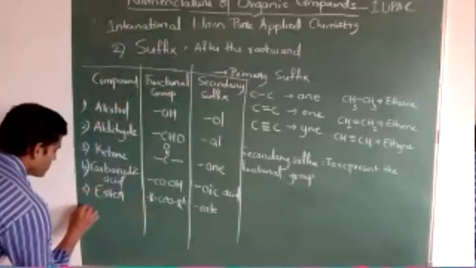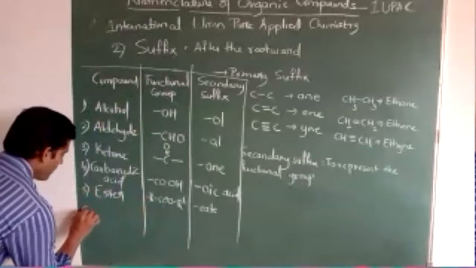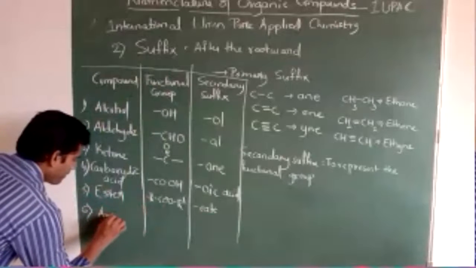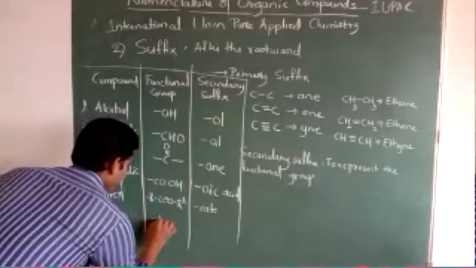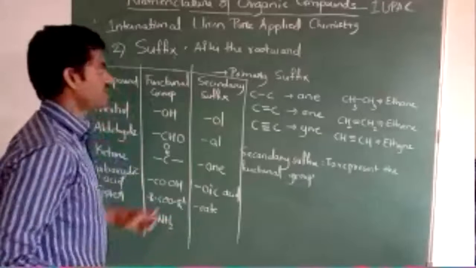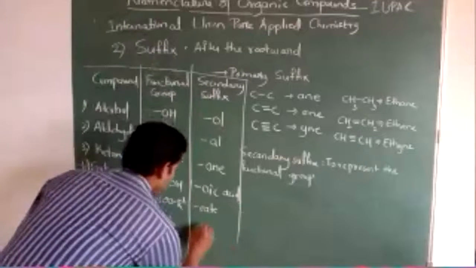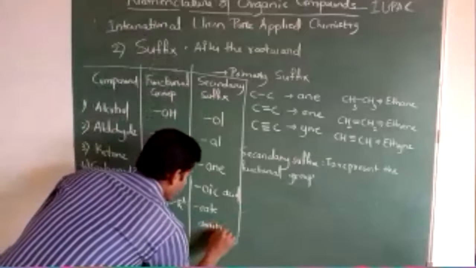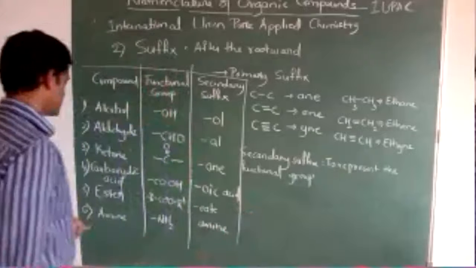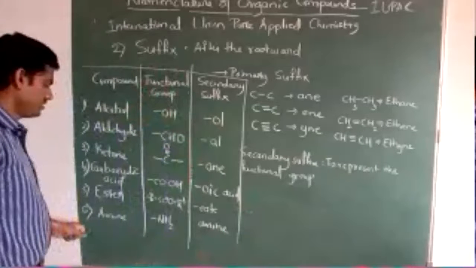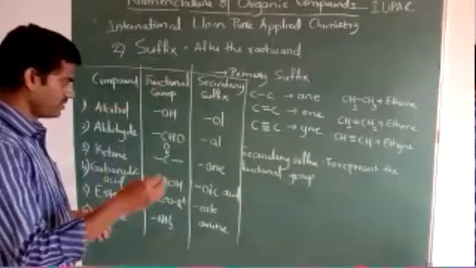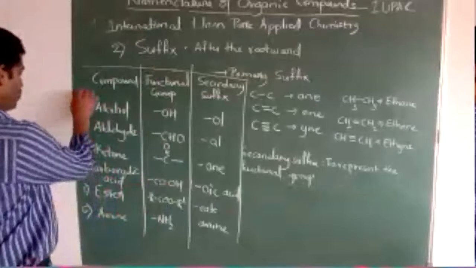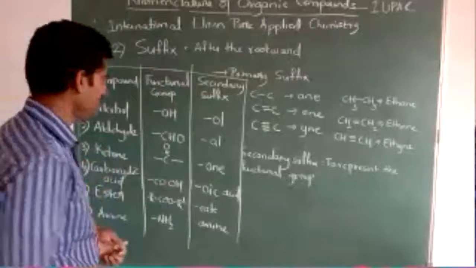Next, the sixth one, amine. What is the functional group for amine? NH2. Here also, for the secondary suffix, we use amine only. Next, the seventh one, amide, CONH2. Here also we use amine. From the exam point of view, just remember all of these, they are very important.